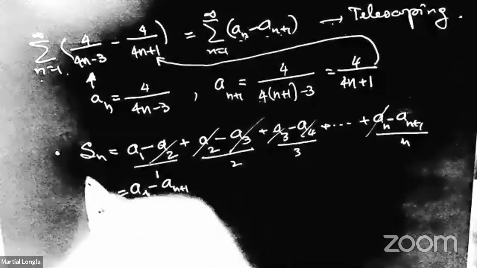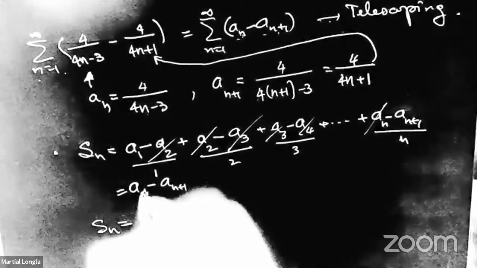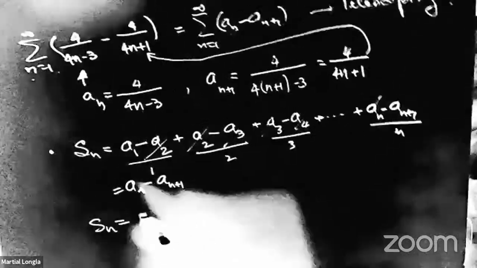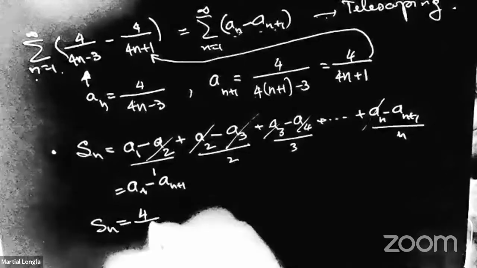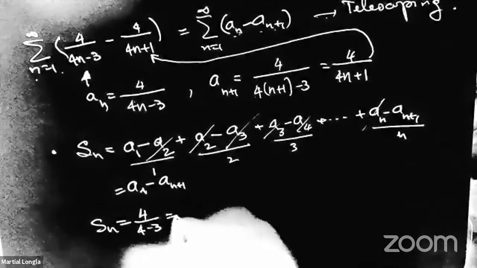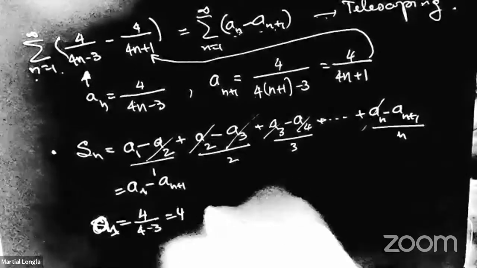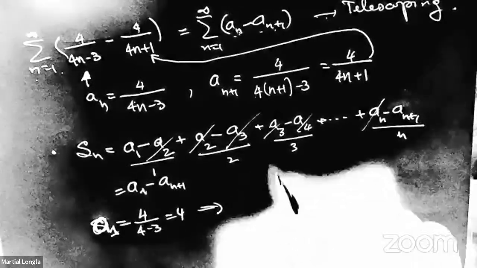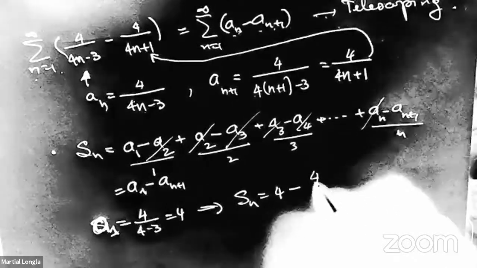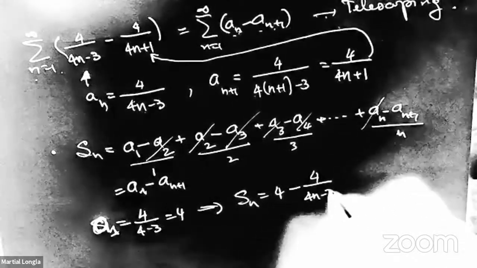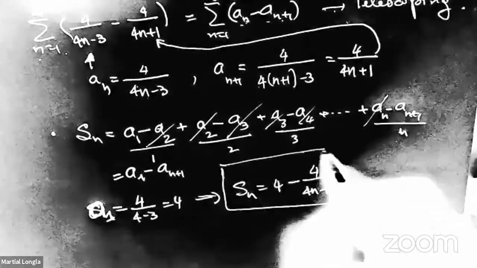So you can see that in the end, Sn in this problem is A1. What is A1? Plug in n equal 1. So that's 4 over 4 minus 3 equals 4. So that's A1, which means that Sn is 4 minus 4 over 4n minus 3. That's Sn. That's the first step of answering this question.